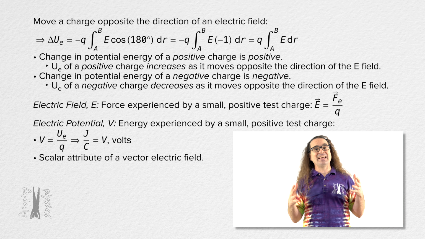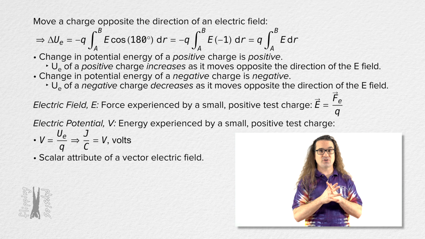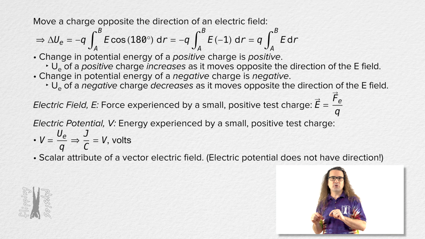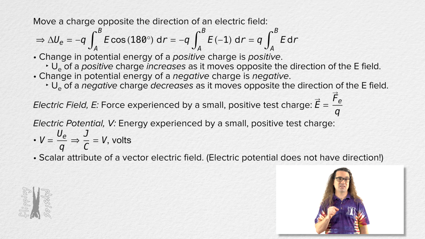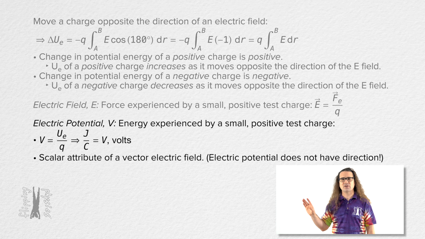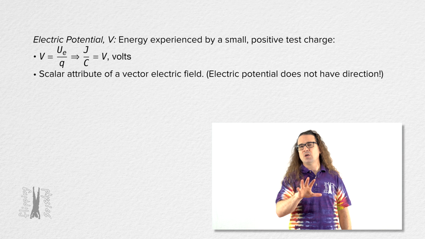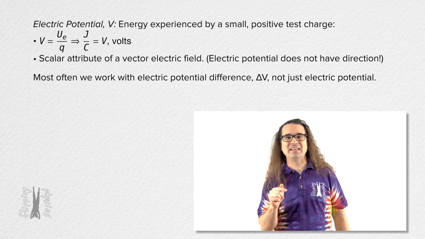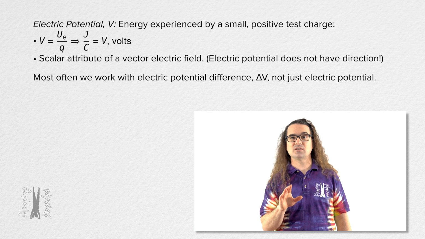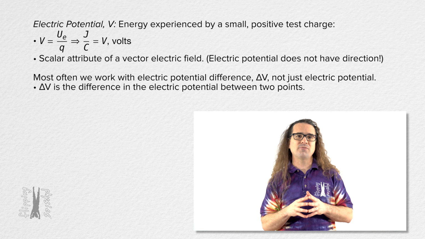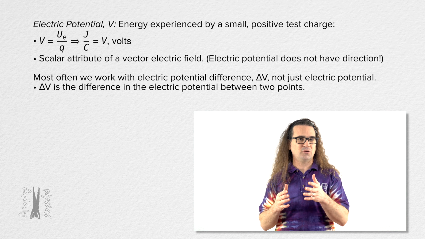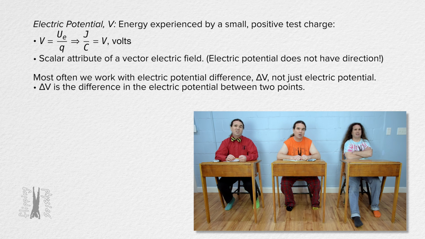Electric potential is a scalar attribute of a vector electric field. In other words, the electric potential does not have direction. This fact that electric potential is a scalar can be very helpful in this class. I'll actually demonstrate that later in this lesson. Now, most often we are interested in the electric potential difference, not just electric potential. Electric potential difference is the difference in the electric potential between 2 points. It could be called change in electric potential, but we call it electric potential difference.